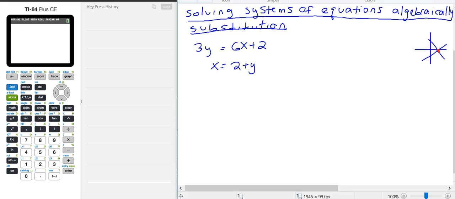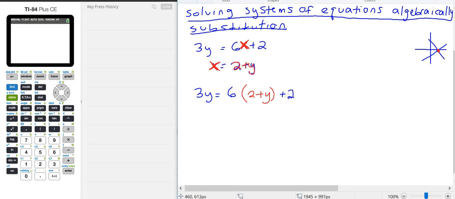This is a pretty easy question because we have one of the equations already solved for a variable. We have this equation solved for x. Since we know that x is equal to 2 plus y, we could plug in 2 plus y for this x over here. By doing that, we rewrite our equation so that it only has one variable. So we would have 3y = 6 times (2 + y), because we know that x is 2 + y, plus 2. Now we only have one variable in the equation, and it's very easy to solve for y.